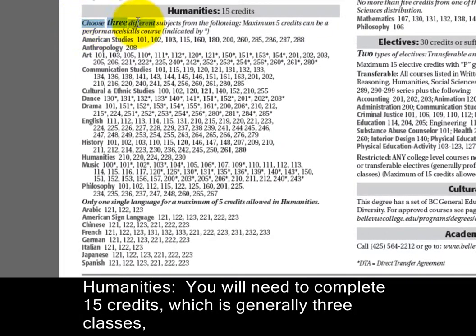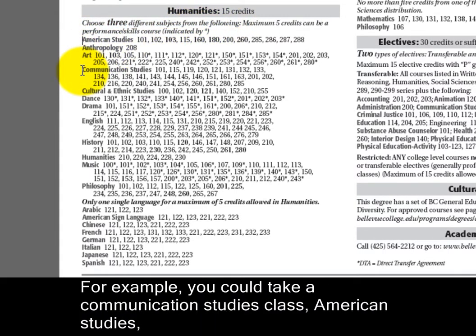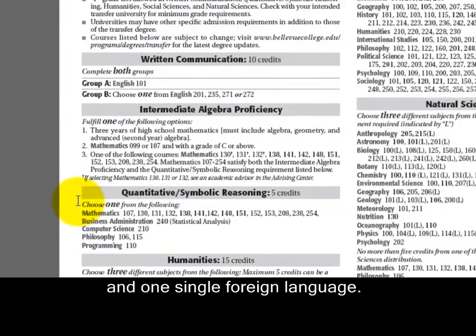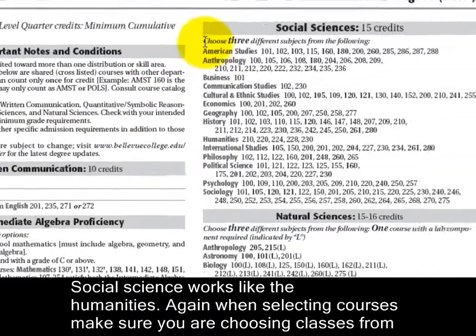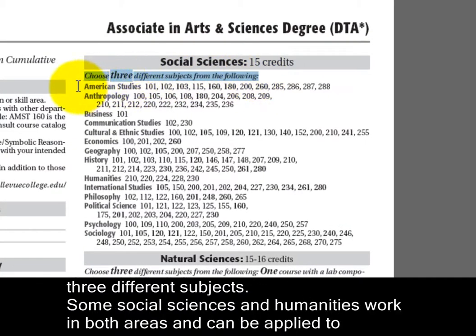Humanities, you will need to complete 15 credit hours. This is generally 3 classes, selecting from 3 different subjects. For example, you could take 1 Communication Studies class, 1 American Studies class, and 1 single foreign language. Social science works like the humanities. Again, when selecting courses, make sure you are choosing classes from 3 different subjects.